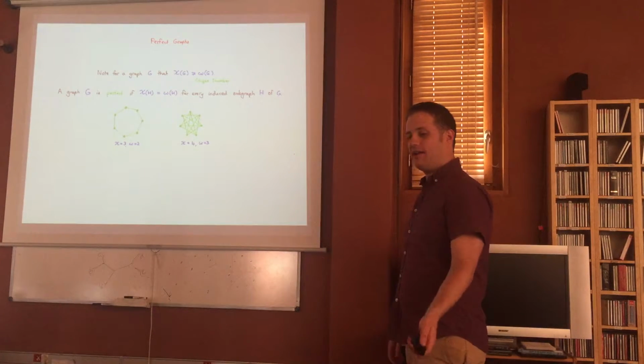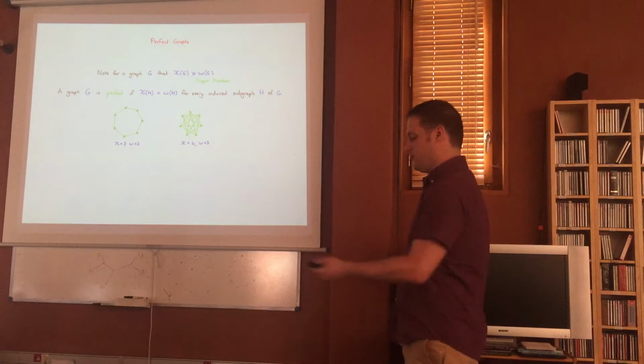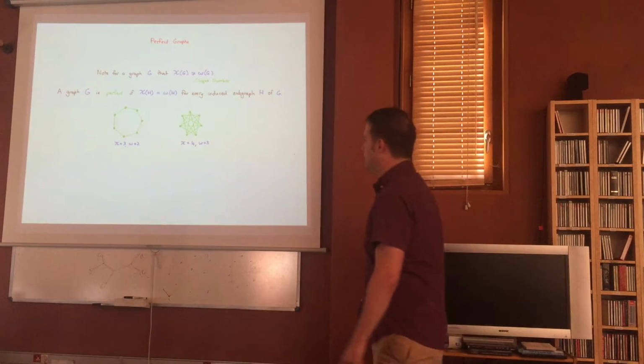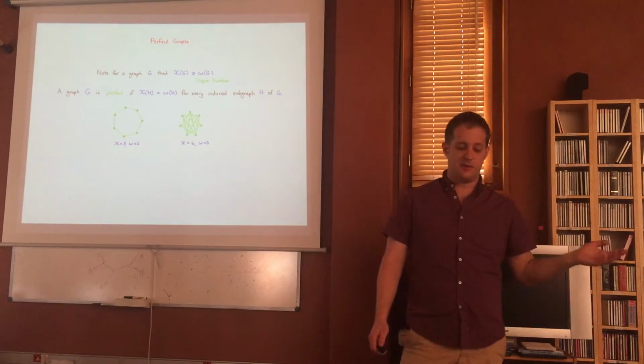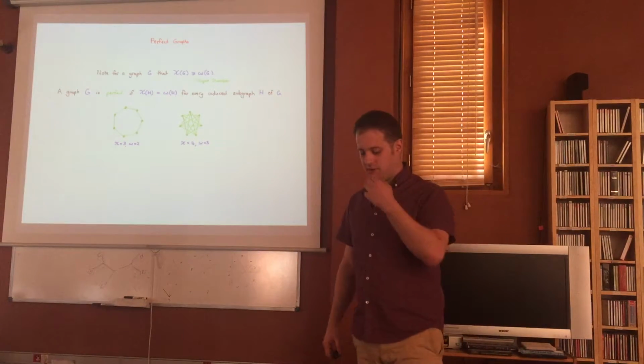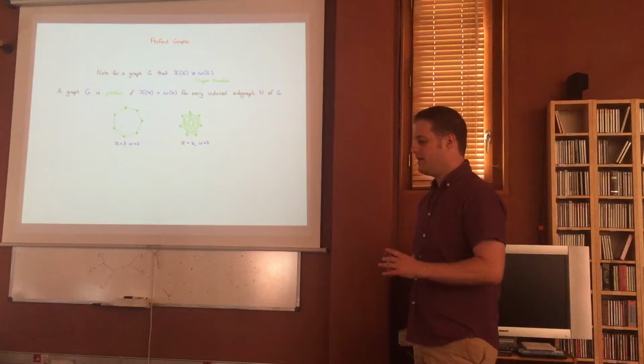So now I'm going to talk about perfect matroids. Well, first of all, I'll talk about perfect graphs. So an obvious lower bound for the chromatic number of a graph is the clique number. You need that many colors just to color a clique.